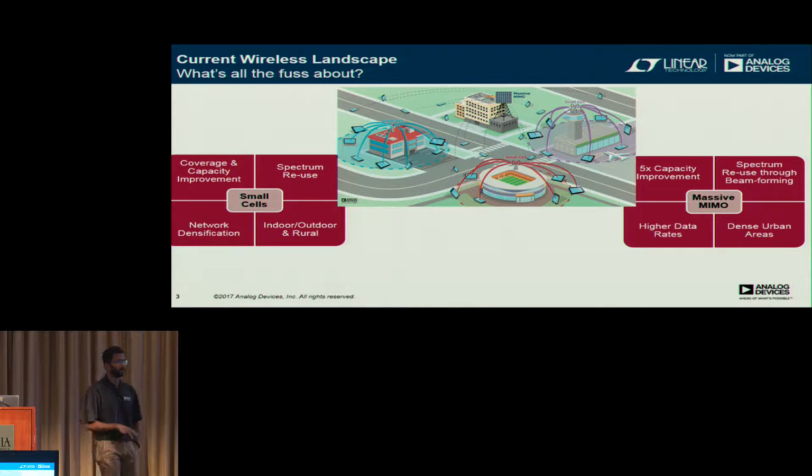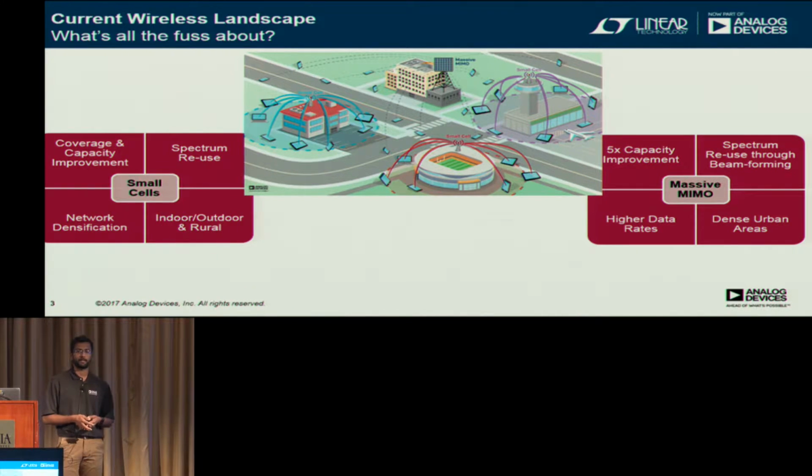small cells and massive MIMO are two of the ways that we can get towards what the future demands. So small cells attacks the current market requirement of coverage and capacity improvement, and it's a necessary step in getting us towards almost omnipresent spectrum everywhere and available RF.